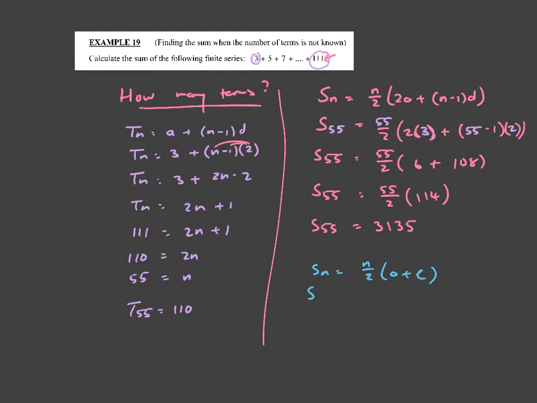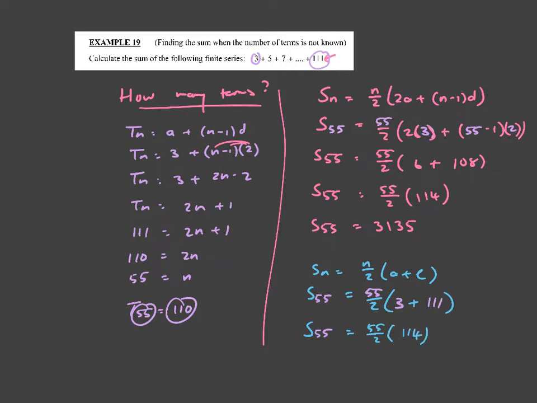So we need the sum of the first... Again, we need to use the general term to find out the sum of the first 55 terms. So the sum of the first 55 is equal to 55 divided by 2, and then it's the sum of the first term, which is equal to 3, and the last term is equal to 111. Therefore, the sum of the first 55 terms is 55 over 2, and then 3 plus 111 is equal to 114.